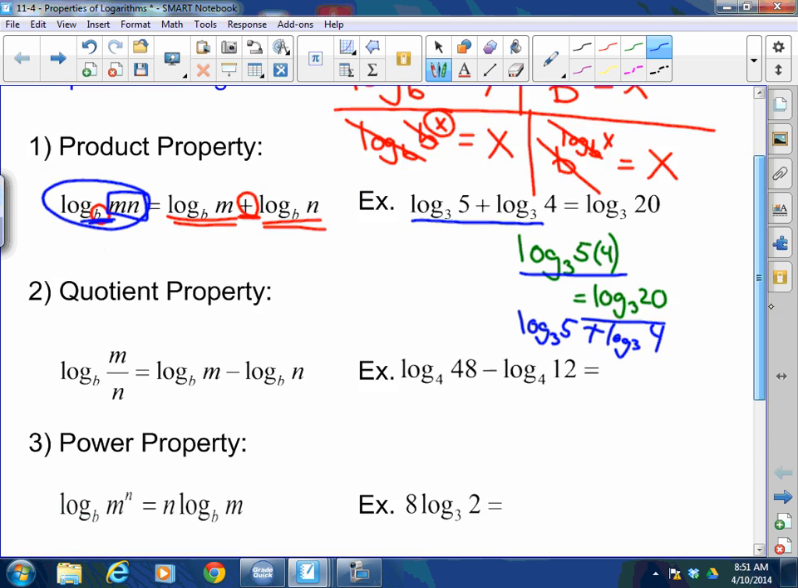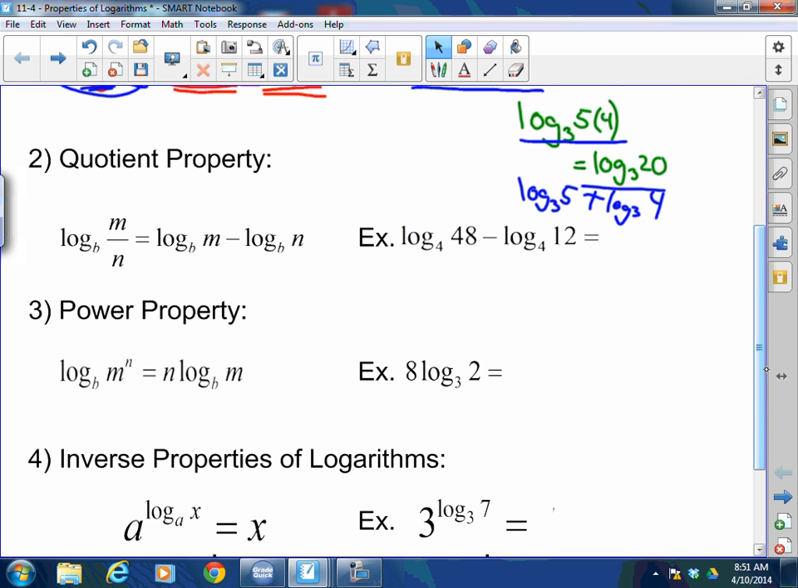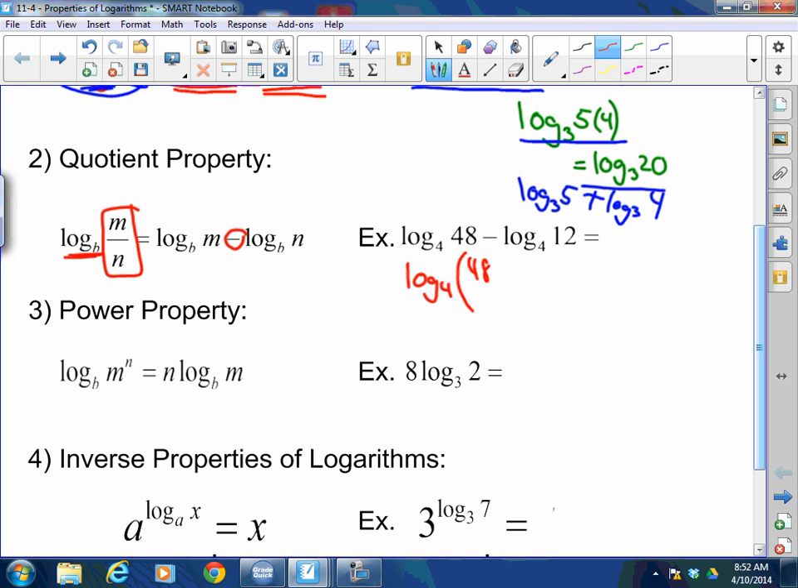Okay, quotient rule, same thing. What did you do with exponents when you divided the same base, guys? Well, when you have a division inside the log of the same base, you subtract the logs individually. So the log base b of m divided by n equals log base b of m minus log base b of n. For example, if I have the log base 4 of 48 minus the log base 4 of 12, this simplifies into the log base 4 of 48 over 12, which equals the log base 4 of 4.